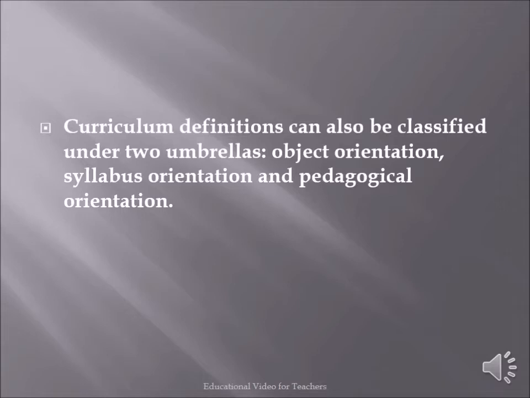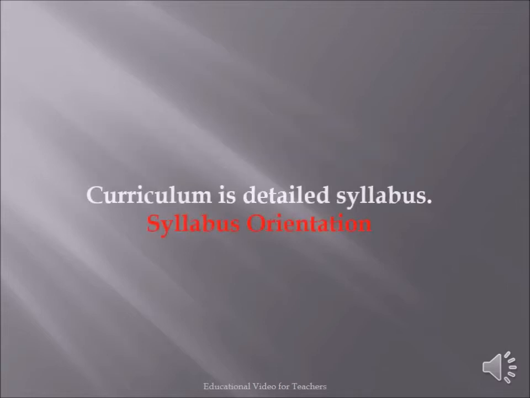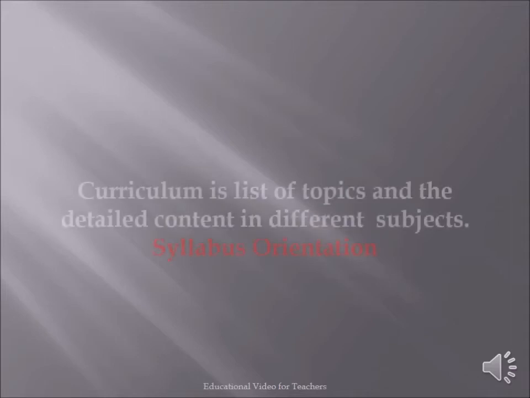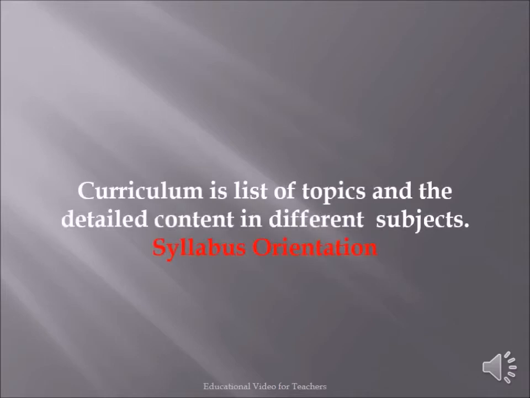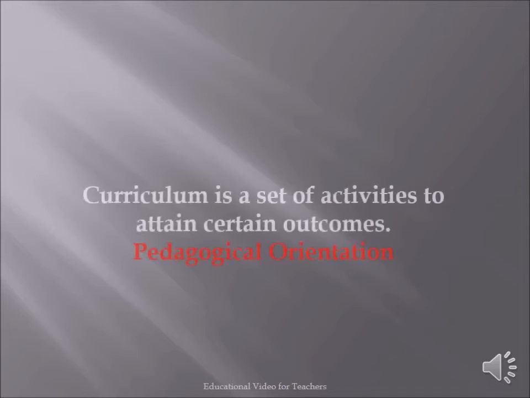So, we looked at different definitions in the start. I'm going to revisit some of them. Someone says that curriculum is detailed syllabus. It means the person is defining curriculum with syllabus orientation. Someone says that curriculum is a list of topics and the detailed content in different subjects. Again, the person is defining curriculum with syllabus orientation. If someone says that curriculum is a set of activities to attain certain outcomes, we can say the person is defining curriculum with pedagogical orientation.